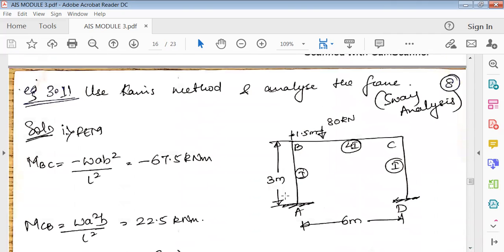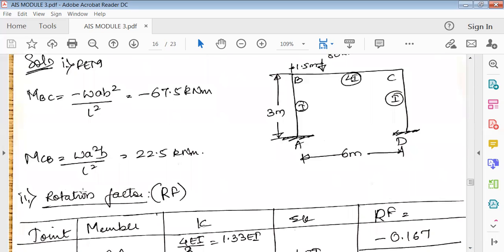So in this analysis, you can see first, as usual, the first point is the fixed end moments. In fixed end moments, MFAB, MFBA, MFCD and MFDC are equal to 0. Next, MFBC is, again it's eccentric, so minus Wab squared by L squared, and MFCB is plus Wa squared b by L squared. So you'll get the fixed end moments.